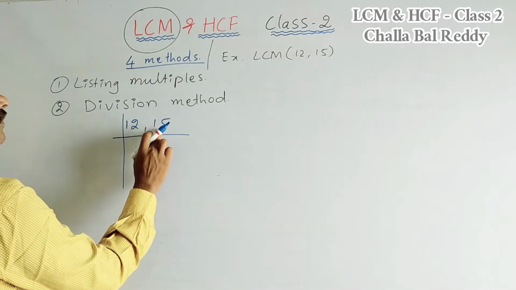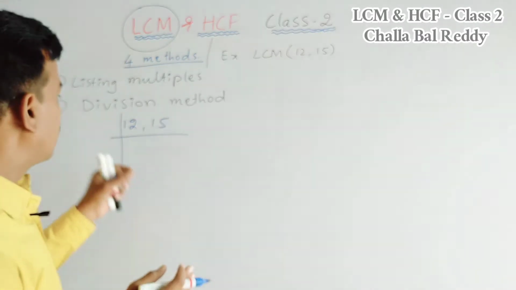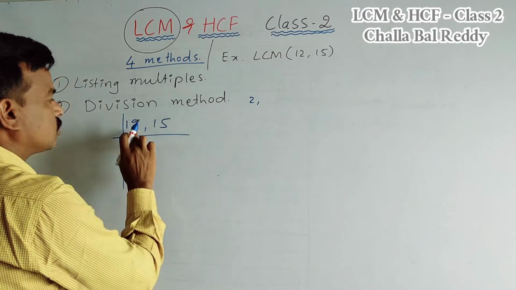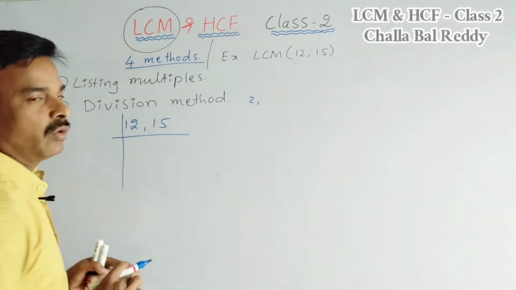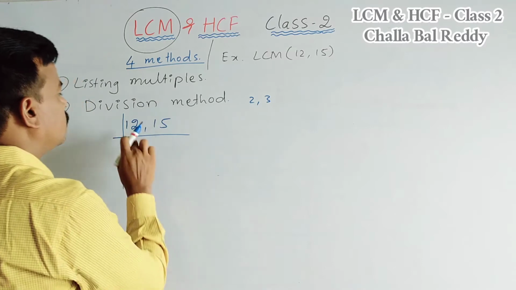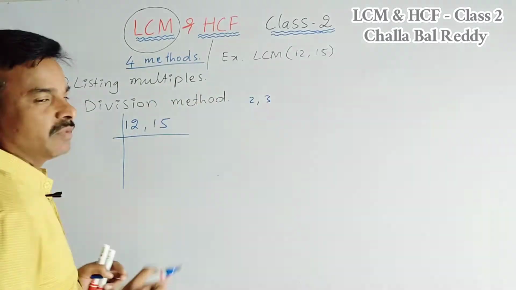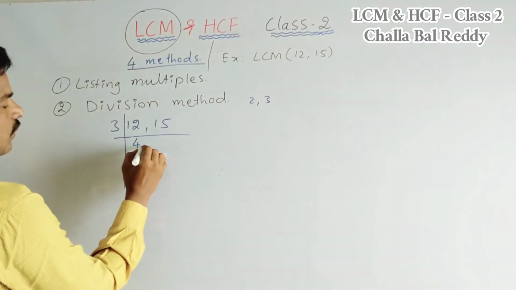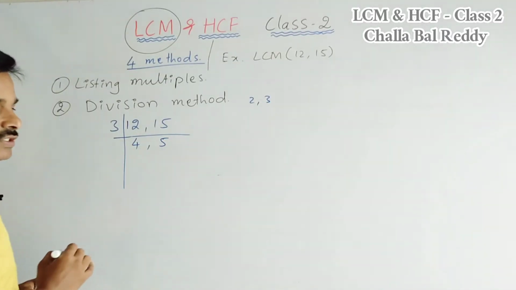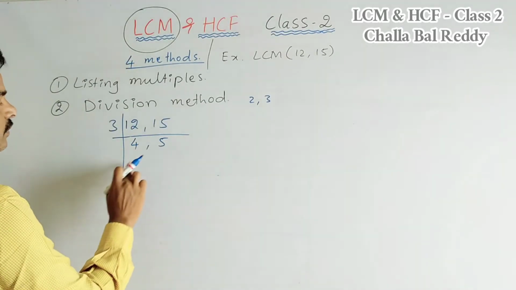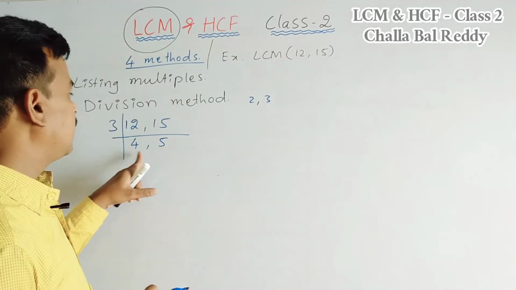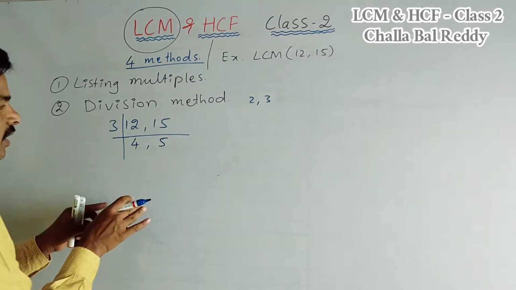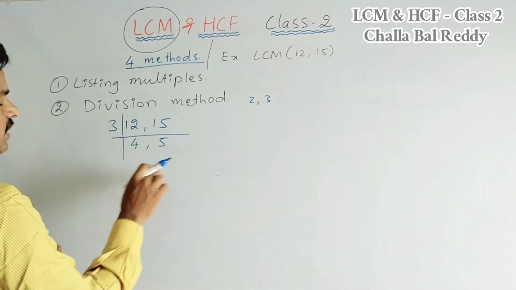Here 12 and 15 are to be divided by the first prime number 2. 12 and 15 are not divisible by 2. The next prime number is 3. 12 and 15 are divisible by 3. So we take 3. 3 4s are 12 and 3 5s are 15. And here 4 and 5. 4 and 5 are not divisible by any prime number. That is why we stop the division here.